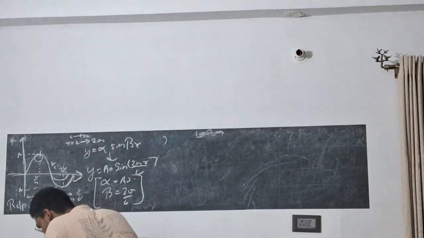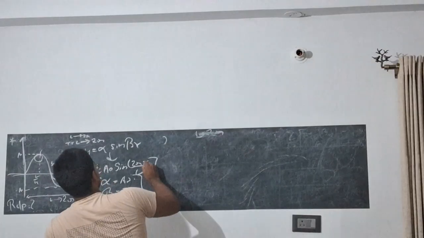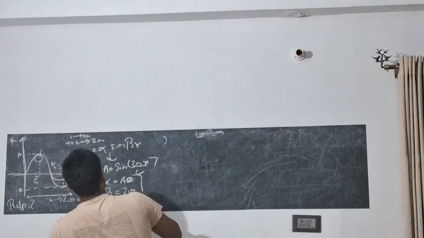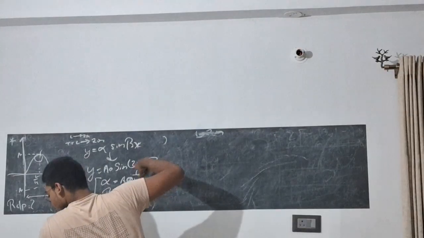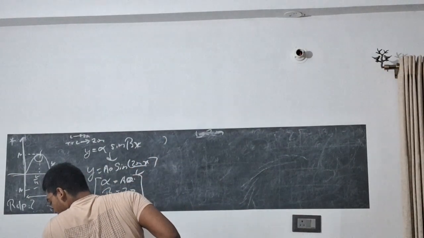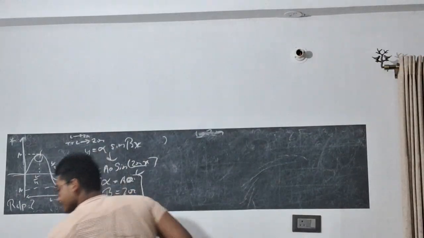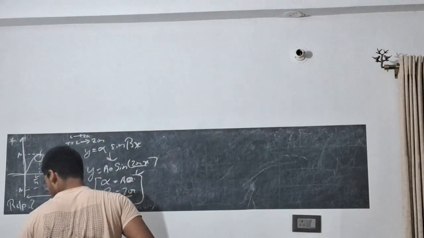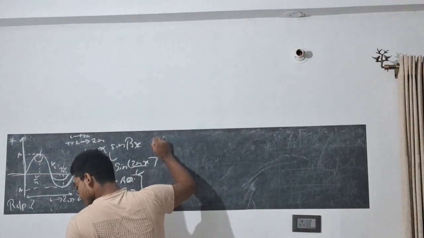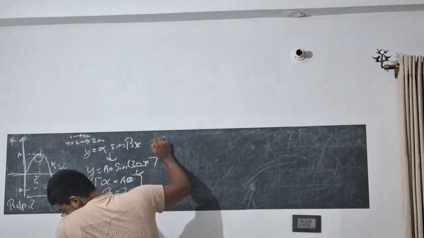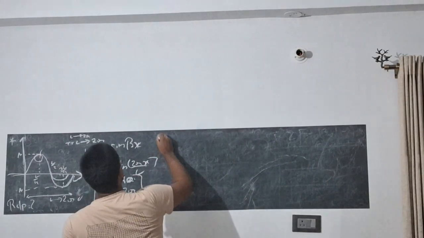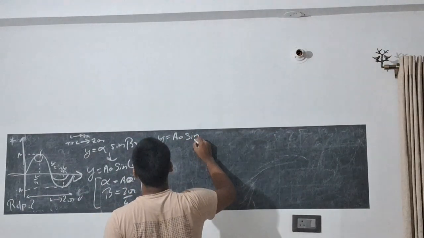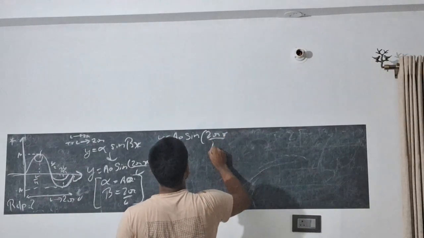X है a naught, bx है beta x का. Function: a naught sin, sorry, yes, sin 2 pi x by L. This is the function.